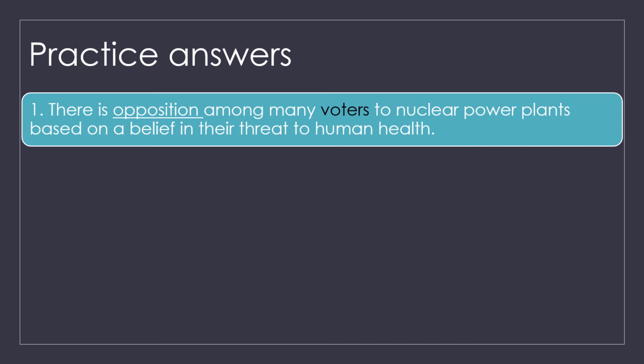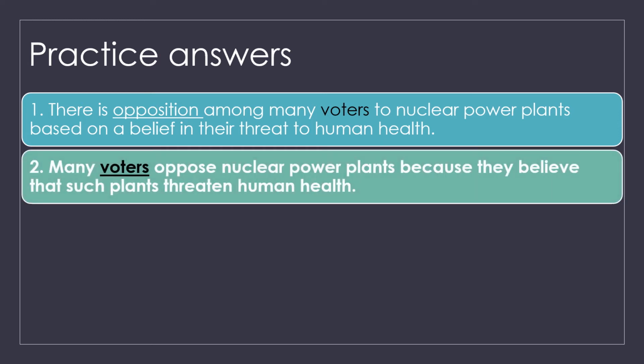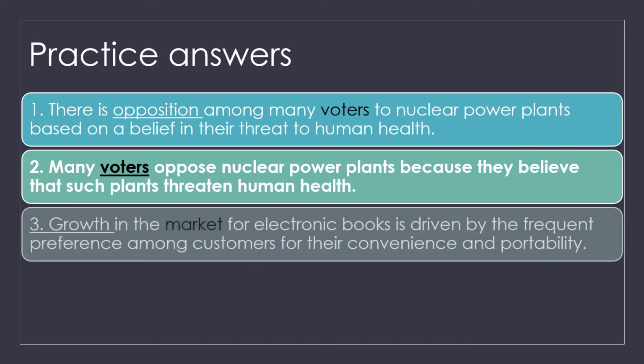In sentence 1, our subject is opposition, but our main character is voters. This one is a little tricky, so you might have thought that there was the subject of the sentence, but the word there can never work as a subject. Instead, if a sentence starts with the word there, then the subject of the sentence is after the verb instead of before it like it usually is. In number 2, our subject and our main character is voters, and that's how we know it is a clear sentence, because again, they're one and the same.